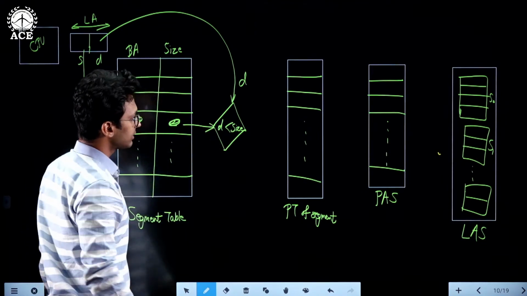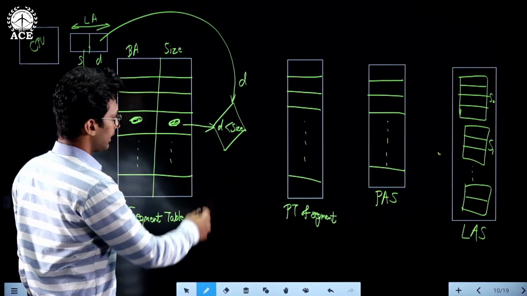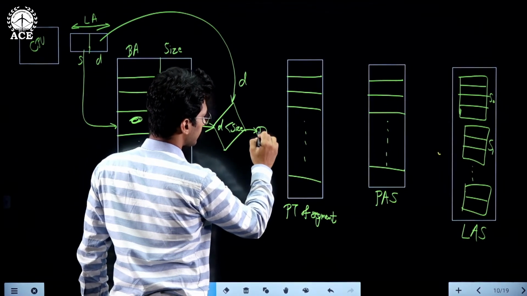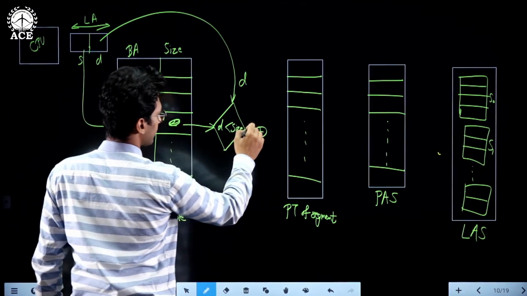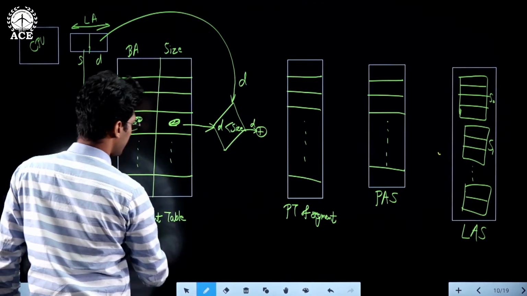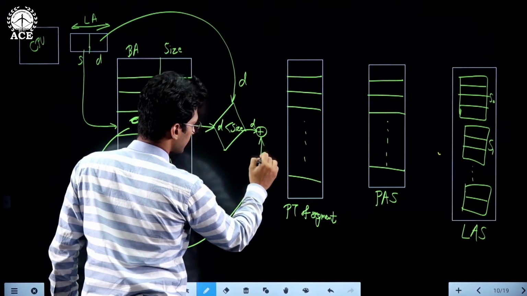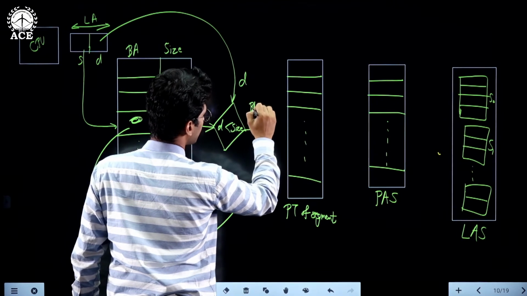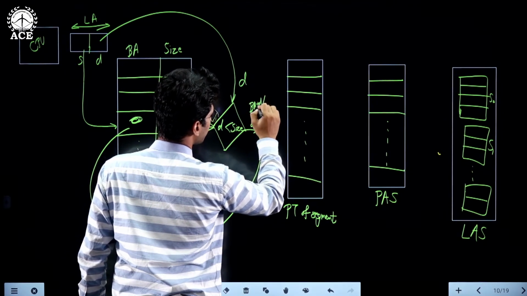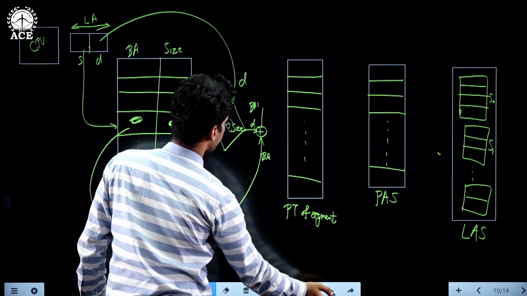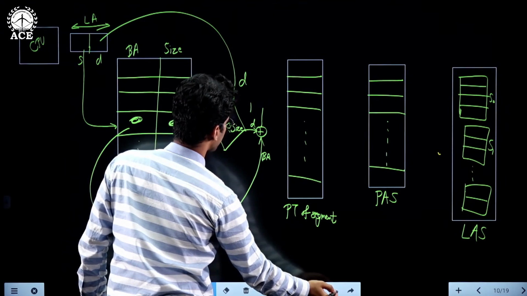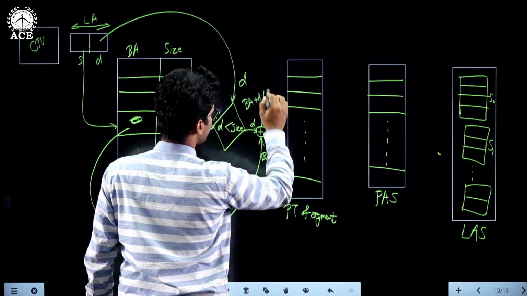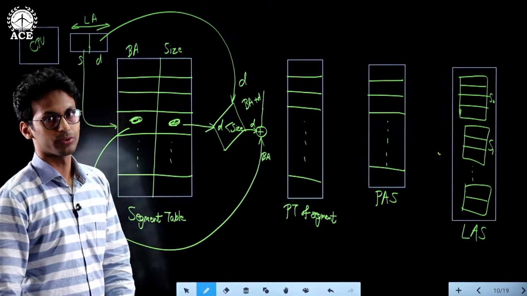Okay, size. Now, if that D is less than size, then okay, no problem. Just add it. You add D with what? This base address. You add D with base address. Base address plus D. Okay, just a second. Base address. That is where you want to go, isn't it?